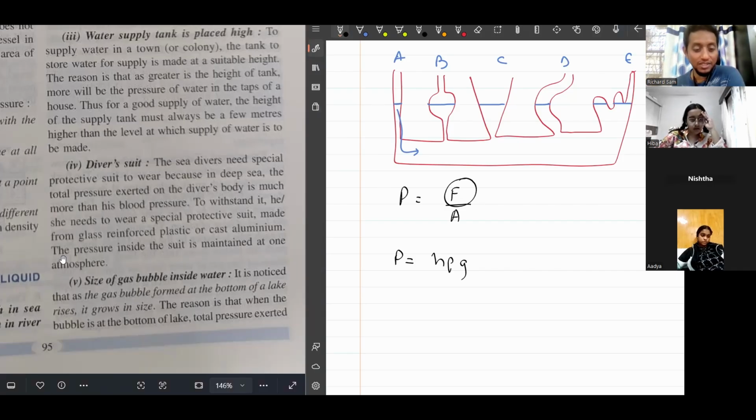So the pressure inside the suit is maintained at 1 atmosphere. 1 atmosphere is the pressure outside water, like on land, in the air. So that pressure is maintained inside the suit.